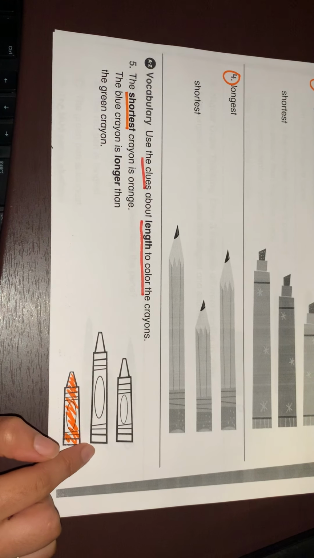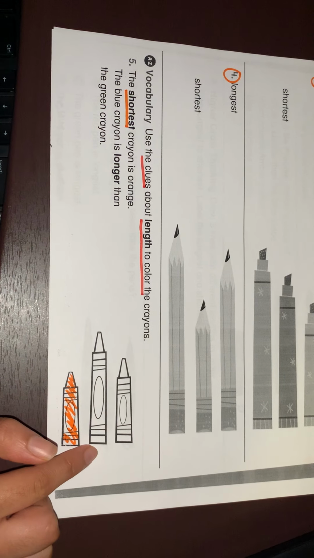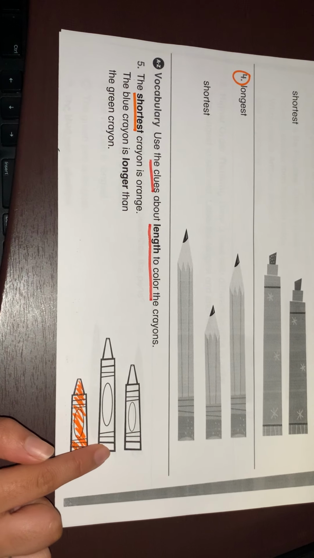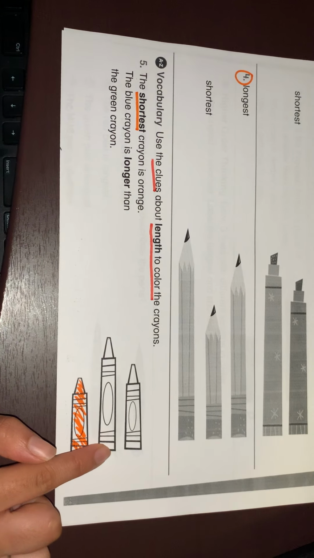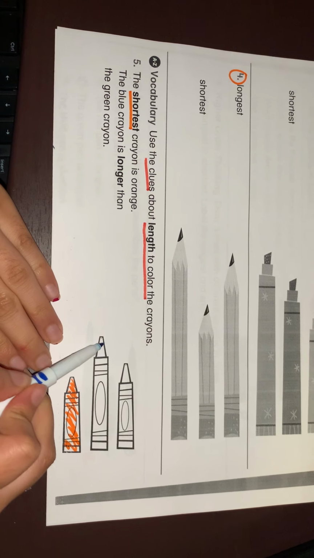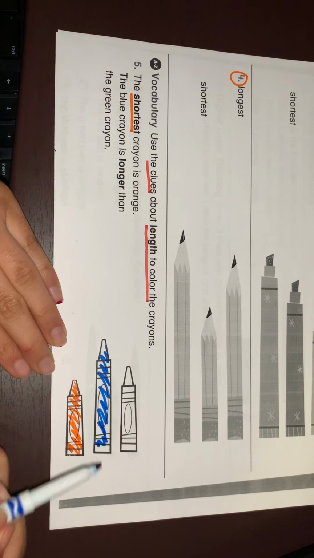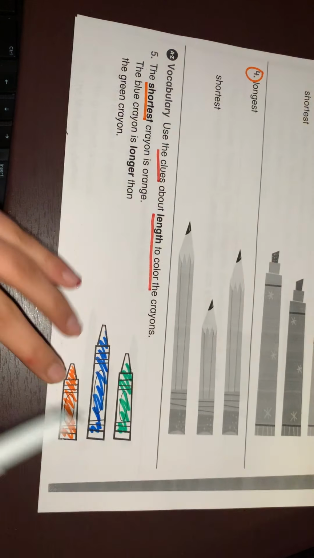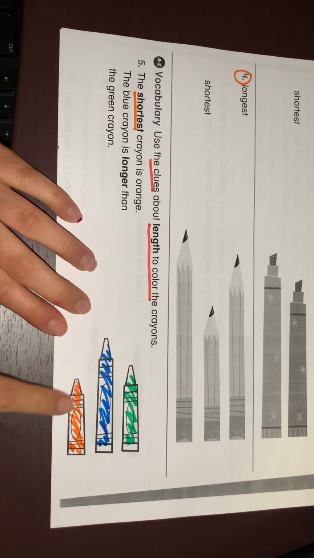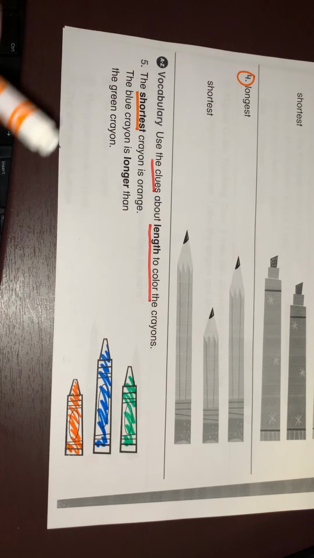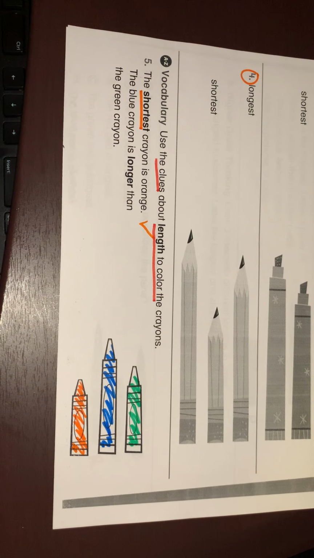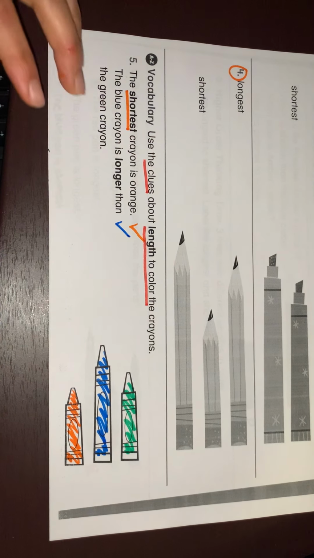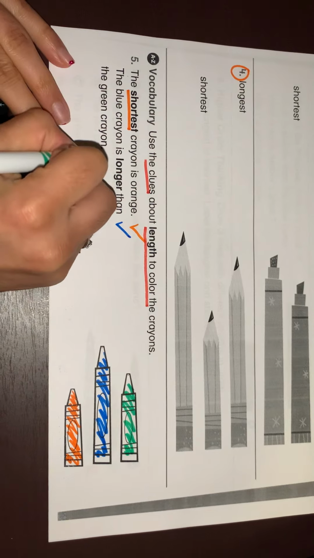So if I look at these two, I want to know which crayon is longer than the green. So if blue is going to be longer than green, that means that the blue crayon is my longest crayon. So this will be my blue crayon. And now I know that the top one is my green. So if I read my statements, does it make sense? The shortest crayon is orange. Yes. I'm just going to put a check. The blue crayon is longer than the green. Yep. So that tells me that my green crayon is correct.